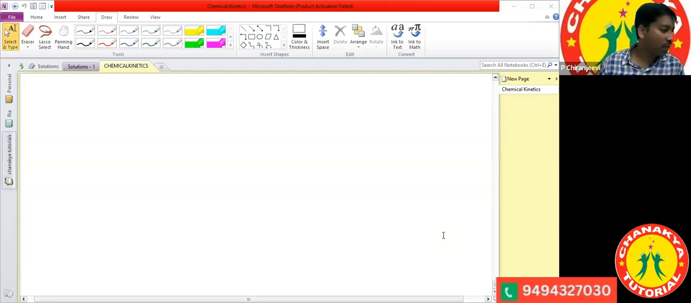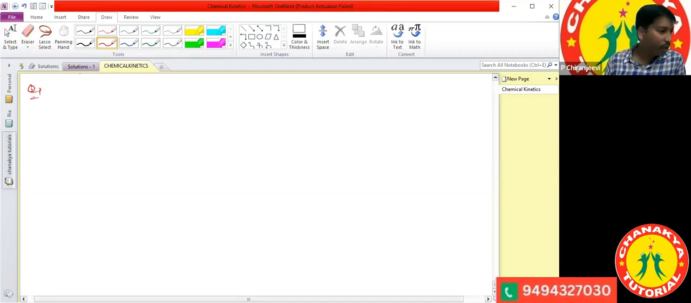Here they had given one question. The rate constant for the zero order reaction A is 0.03 mole liter inverse second inverse. How long will it take for the initial concentration of A to fall from 0.1 molar to 0.075 molar? Now I'll write the question here.